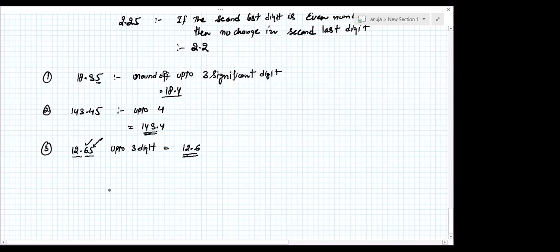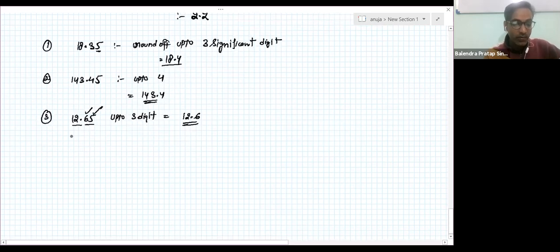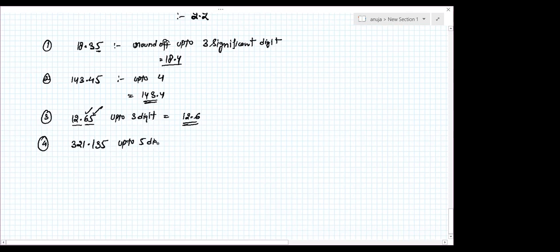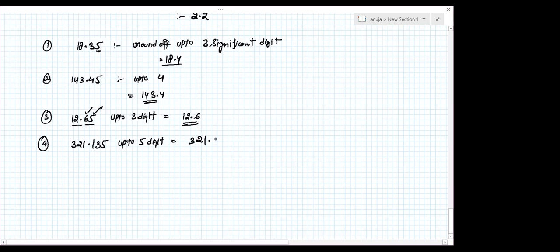Now next problem. Question number 4 says 321.135 up to 5 digits. 321.14. That's correct, because the second last digit is an odd number, so you have to increase 1 digit.